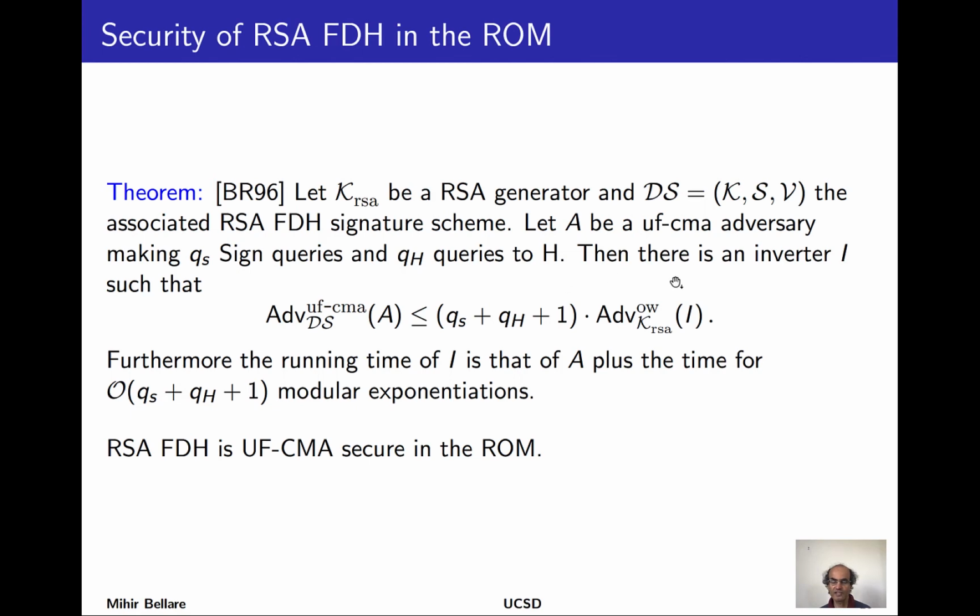Our reduction will construct from A an adversary attacking the one-wayness of RSA. That adversary is called an inverter and is denoted I. And then the following is true. An upper bound on the advantage of A in violating UF-CMA is the advantage of the inverter in violating one-wayness. That is relative to the generator.